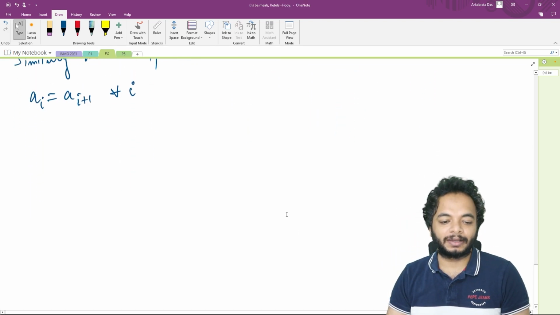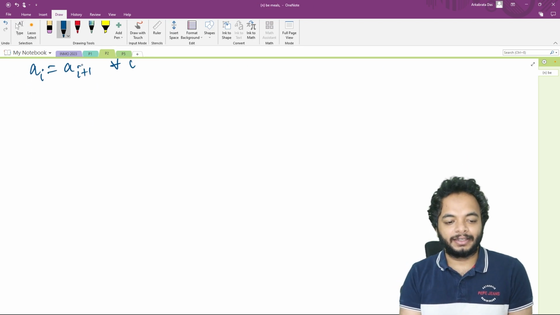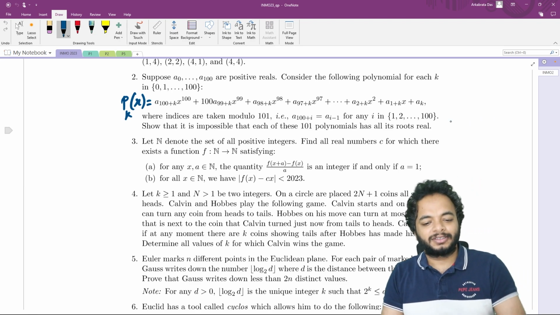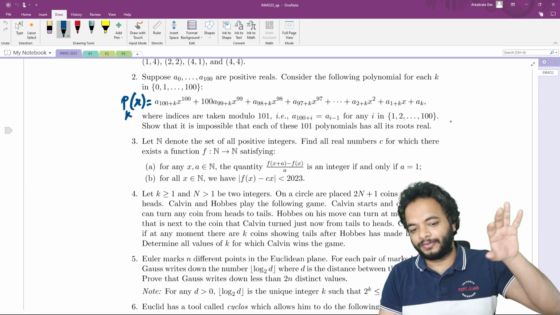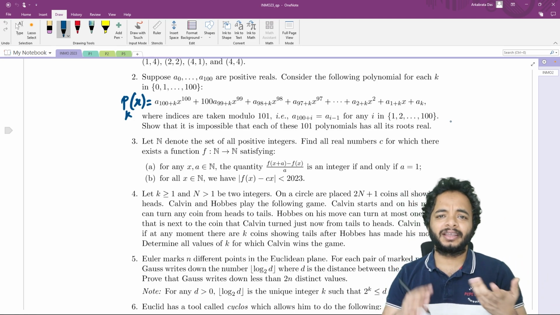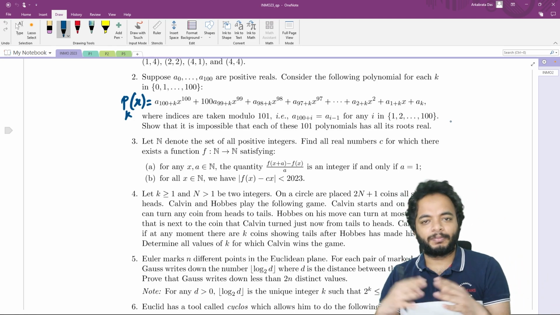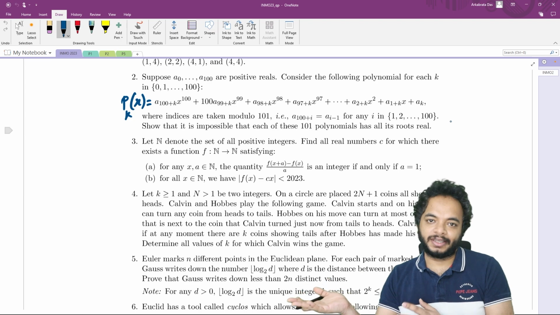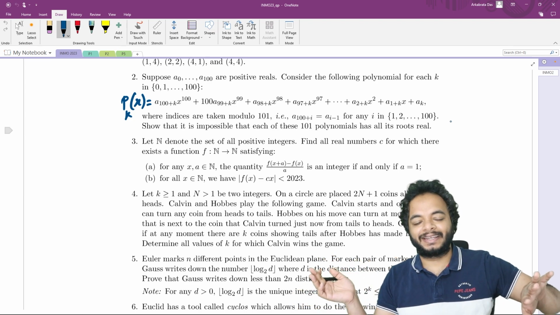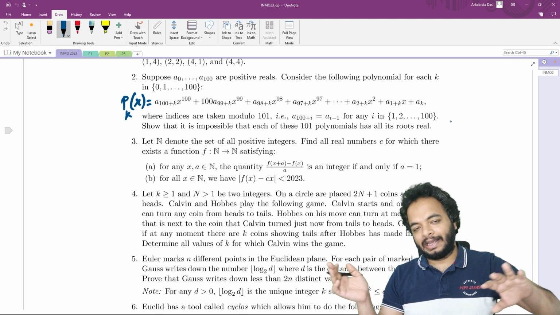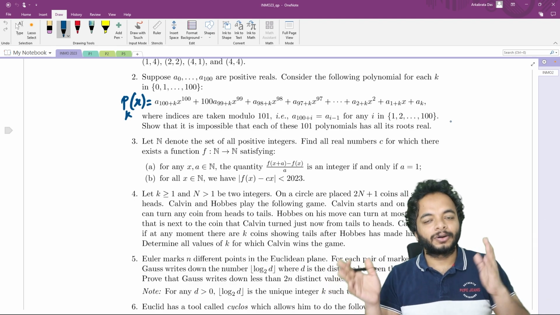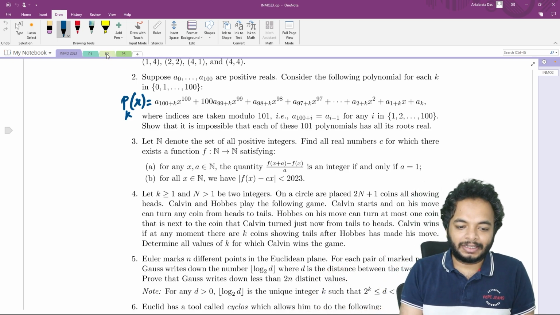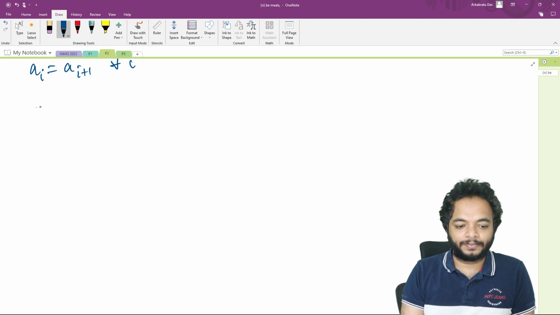Now we have something very nice, that is all the coefficients are equal. So for this polynomial, if all the coefficients are equal, just take out that coefficient. If you multiply a polynomial by a constant factor, the roots do not change. So if you take that coefficient common and delete it, whatever remains, the roots are still the same.